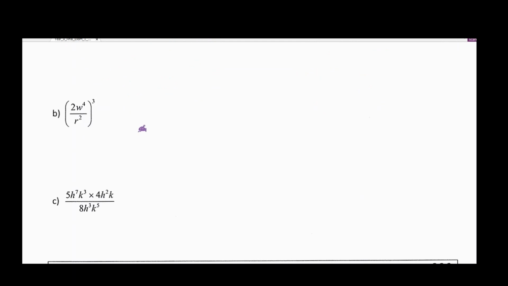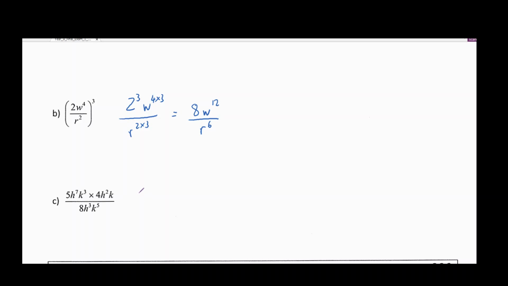Next, here we're going to have 2 to the power of 3, w to the power of 4 times 3 over r to the power of 2 times 3. So that's 2 to the power of 3, which is 8. W to the power of 4 times 3, 4 threes, 12, over 2 times 3 is 6, r to the power of 6.